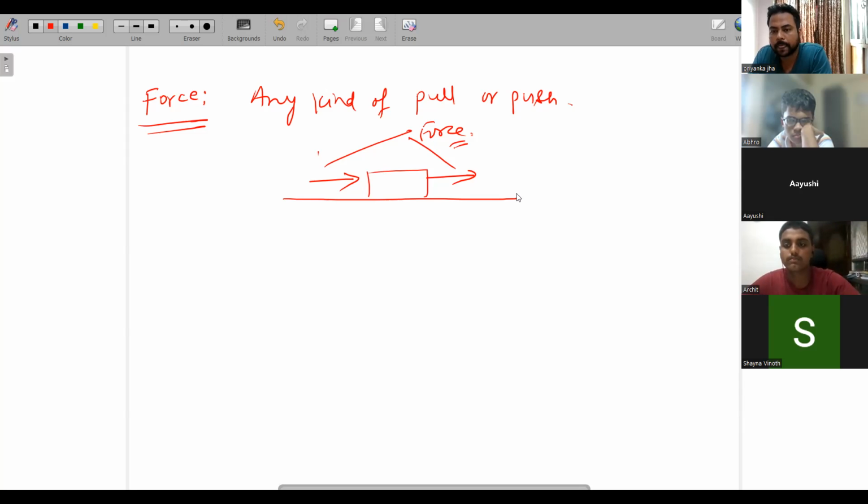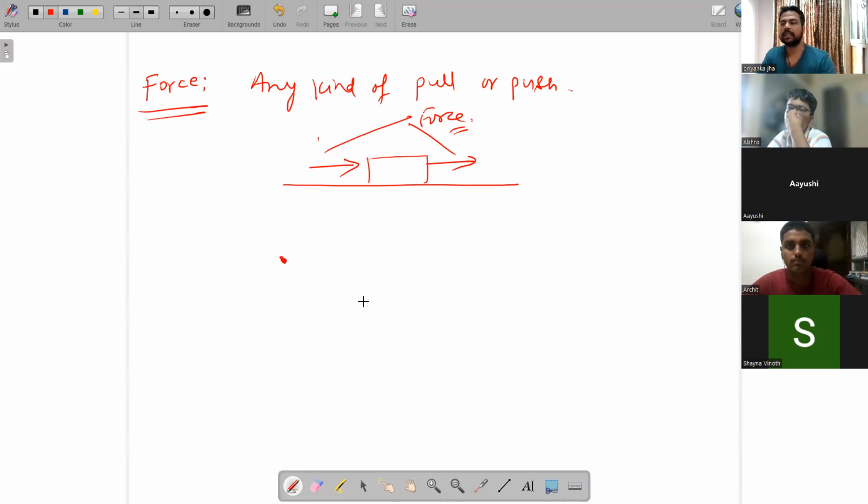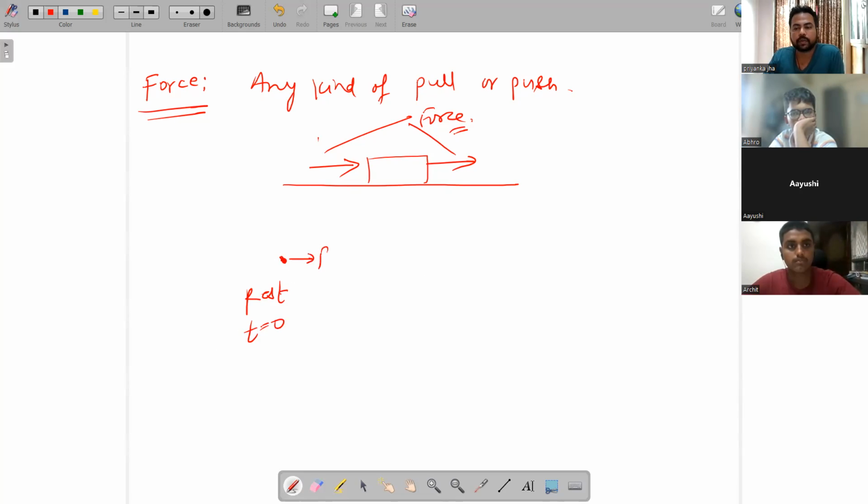Okay, fine. Now see, suppose any object is kept at rest. Initially, at time t equal to 0, it is kept at rest, and a force is applied to this.